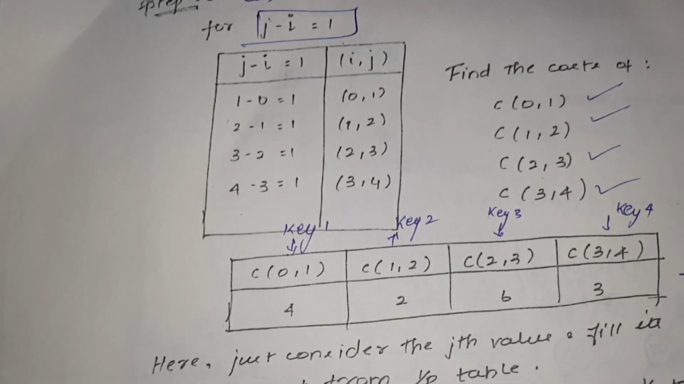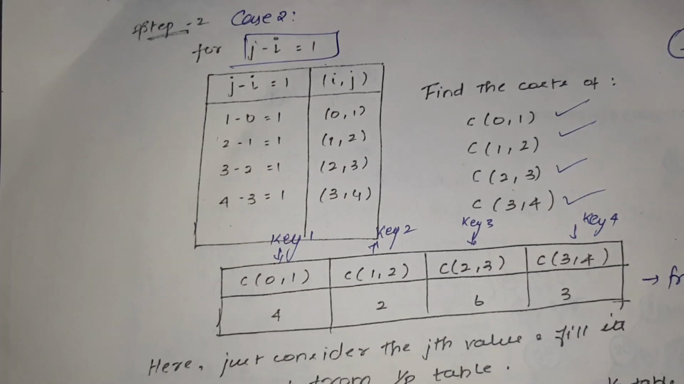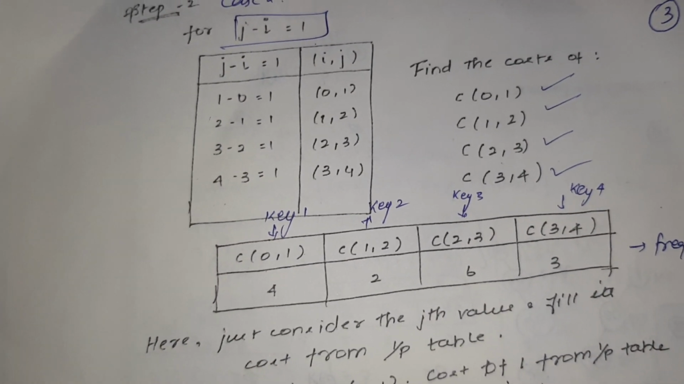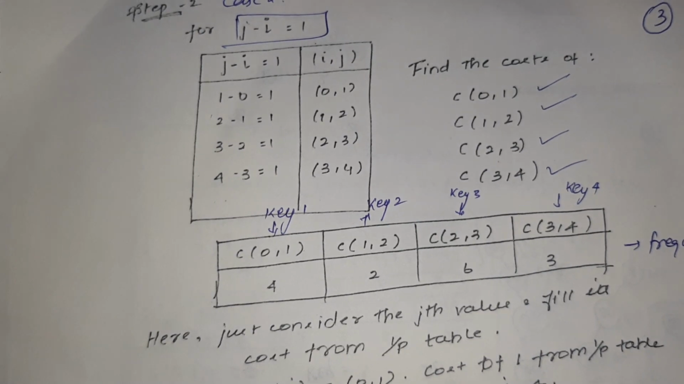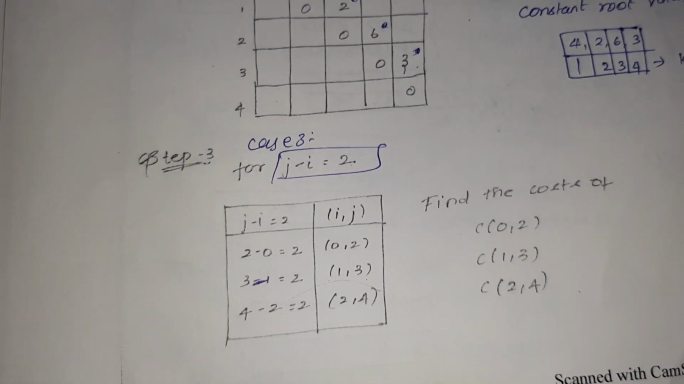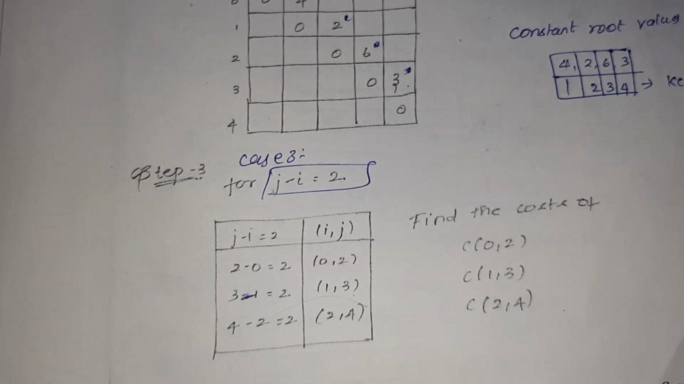So here easily we can rectify 0 to 1, the first key value we took, 1, 2 the second key value, 2, 3 the third key value, and 3, 4 the fourth key value. But here it should not be like this. It should have the real optimal search solution. We are going to get it.